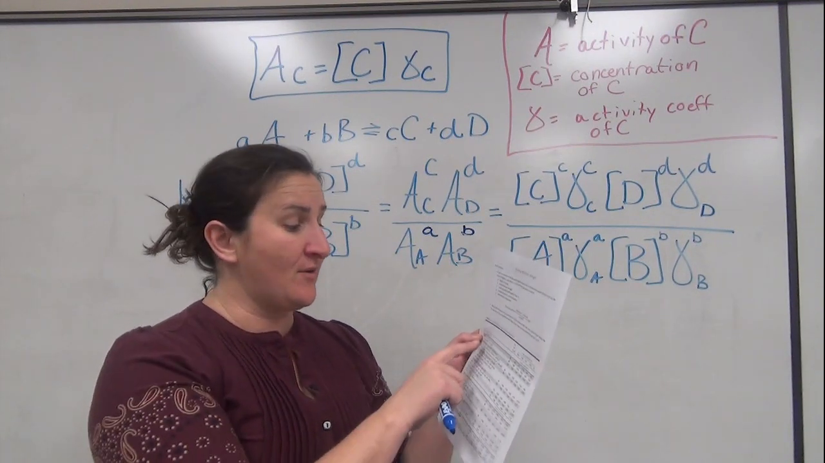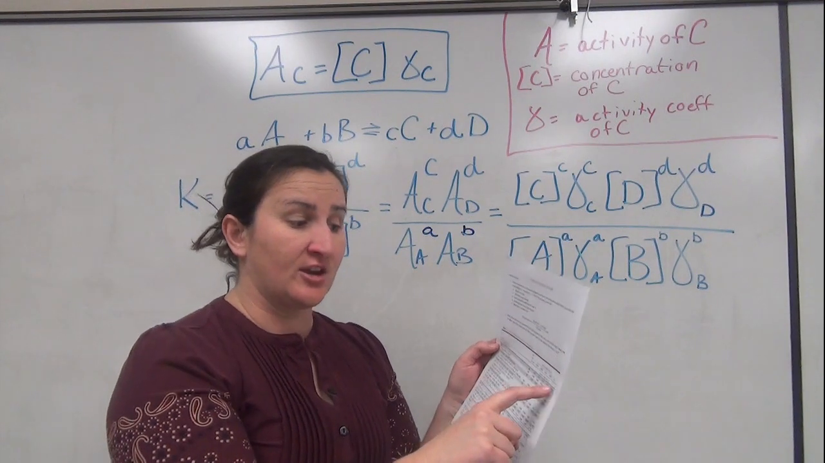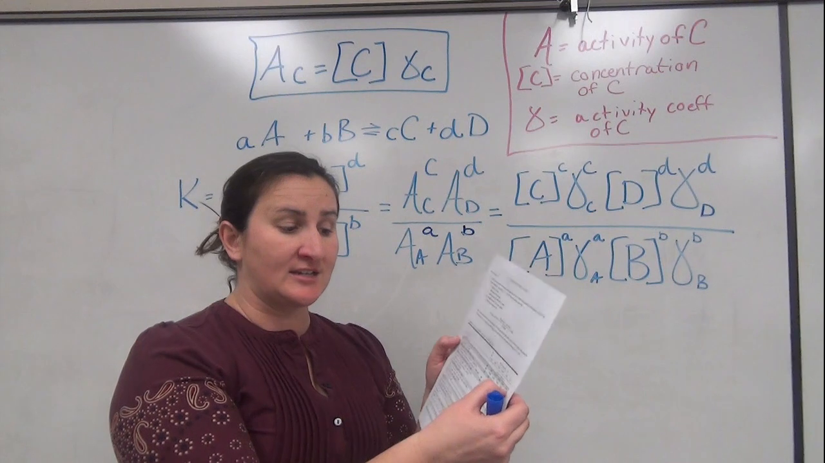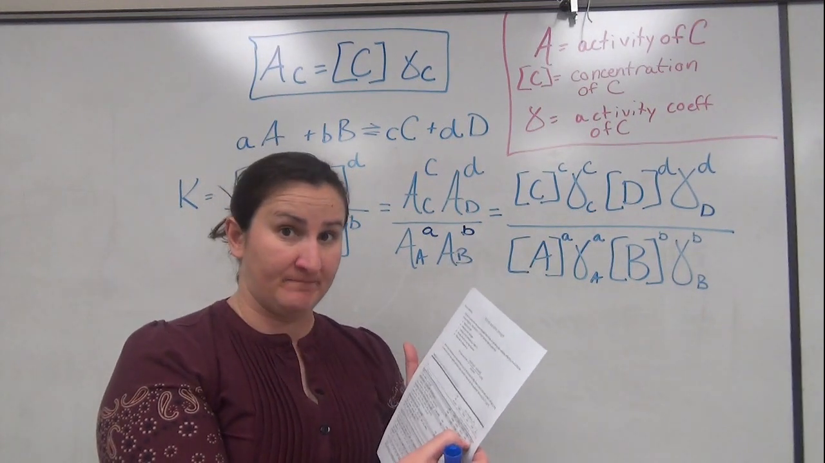Go ahead and check your table and make sure you understand that you're reading this table properly. So if you have hydrogen as your analyte and the ionic strength of your solution is 0.1, that means your activity coefficient is 0.83.